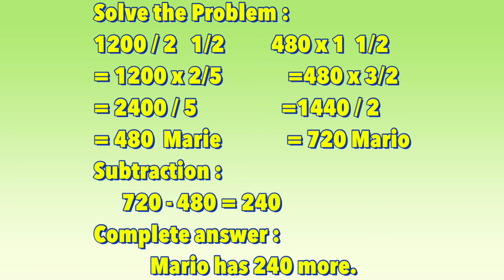So we have to check our answer. So the fraction 1.5, the amount, this is for Mario 720, and the 1 whole share of Marie's 480. Then we're going to total 1,200. So therefore, correct now is our answer.